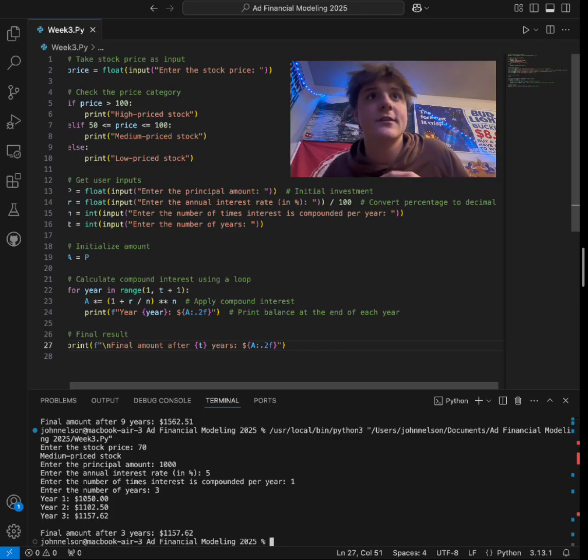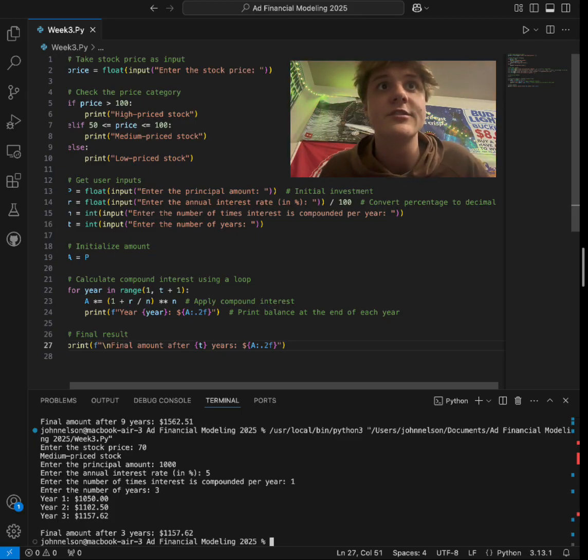So as we can see in our code, on the first line, we need to take the stock price as an input. So number sign, take stock price as input, price equals float, input, enter the stock price. Then we need to check where it stands, high price, medium price, or low price. Number sign, check the price category.